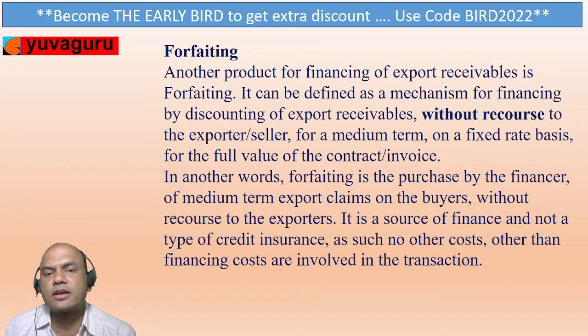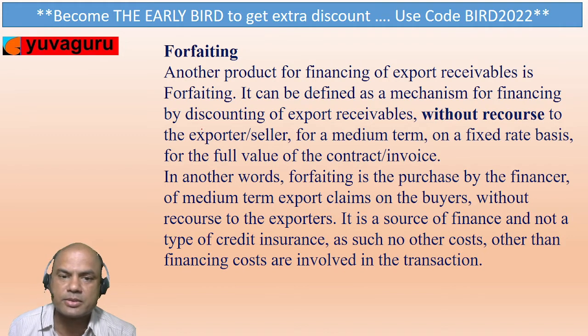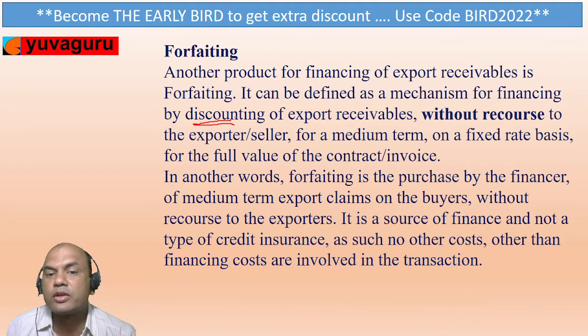What are the limits? Another product of financing of export receivables is forfeiting. It can be defined as a mechanism for financing by discounting of export receivables. Here it is discounting, and there it was purchase, right? Without recourse, so compulsorily without recourse. In factoring, we have with or without recourse. Here, completely without recourse, to the exporter seller for medium terms on a fixed rate basis for full value. Now this is also important, full value. In forfeiting we finance 100% of the value, while in factoring we finance 75 to 80%.